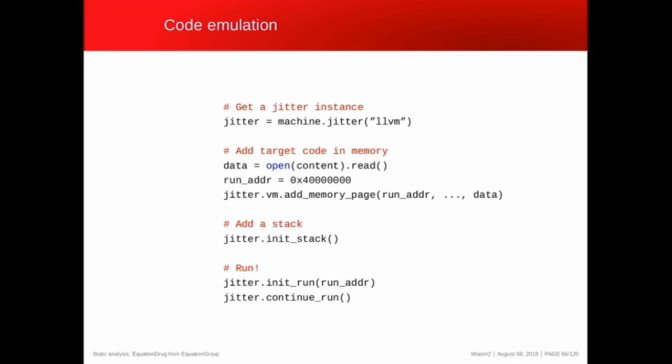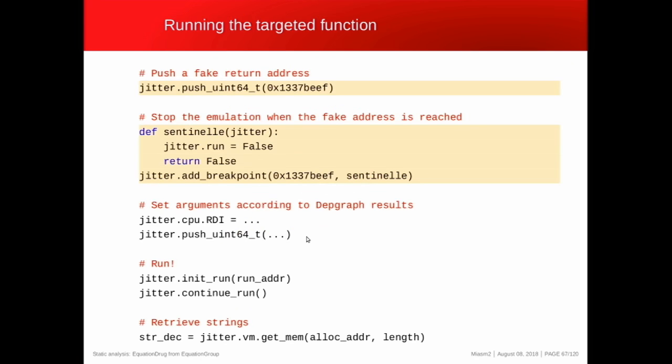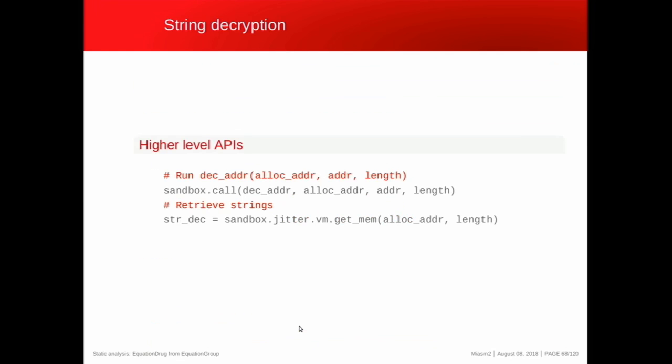So here is a simple example of how to emulate a function. We have a memory page here with the native code, and we initialize the stack, and we run the code. For this special example, we additionally initialize the registers using the recovered arguments, the length of the string and the pointer. And after that we get the memory back in Miasm. When we do this, we have the following result.